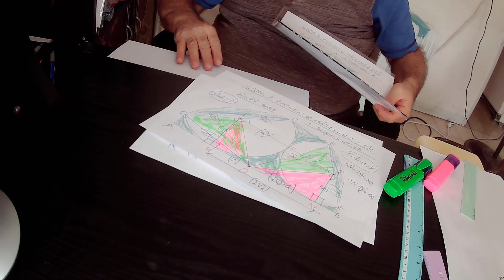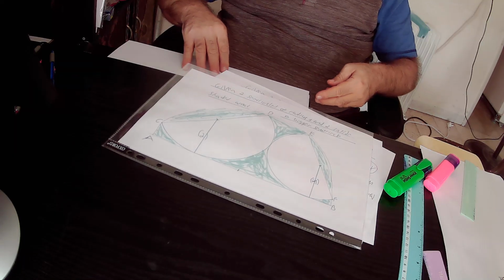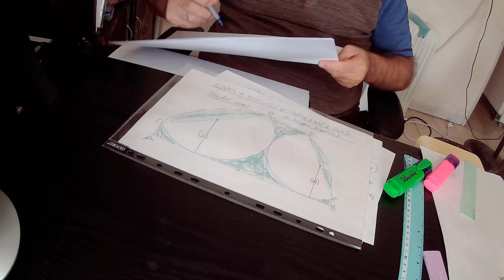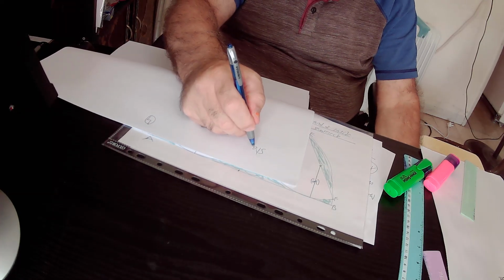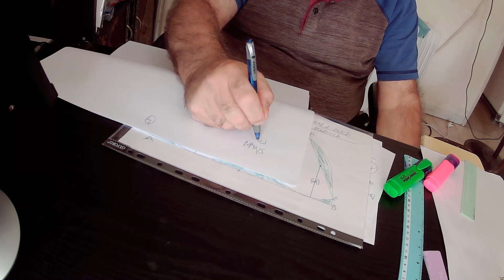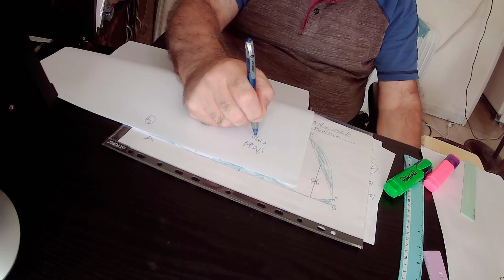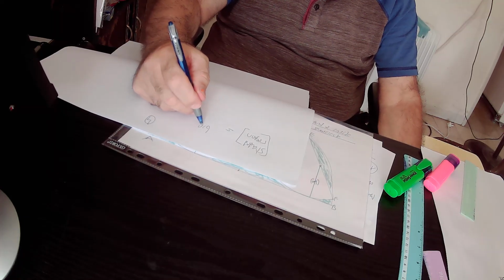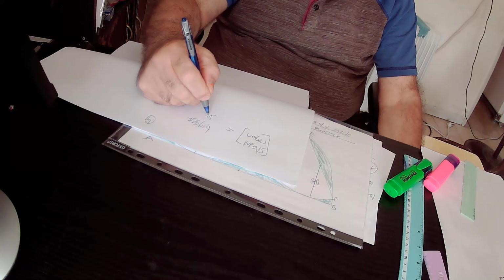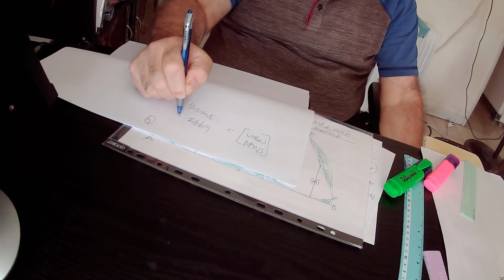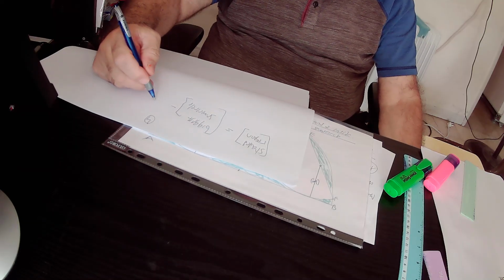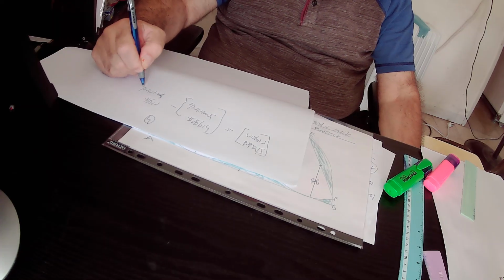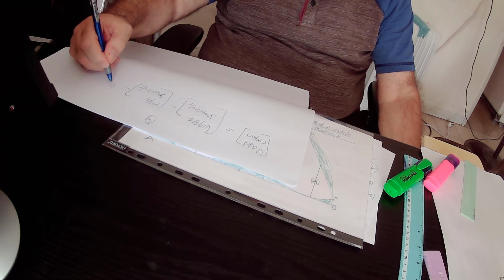So, write it down. We found that the area of this shaded region in total is equal to the area of the biggest semicircle, minus the area of the right semicircle, minus the area of the left semicircle.